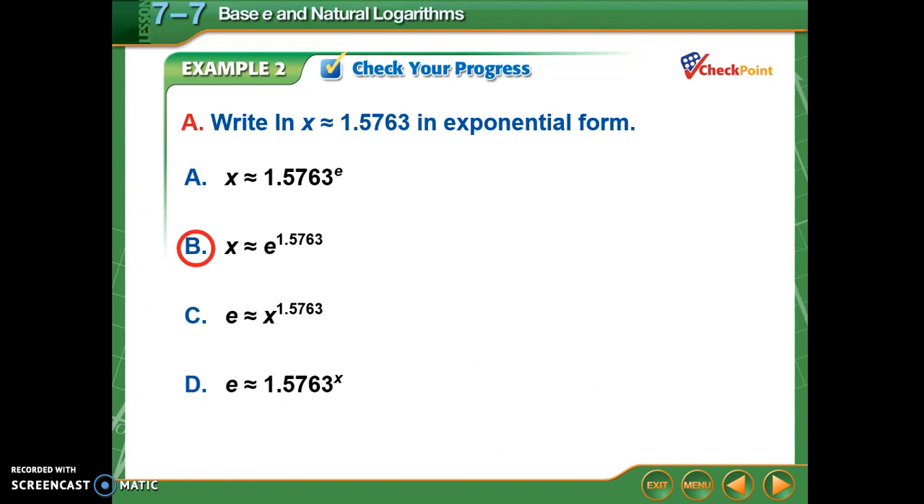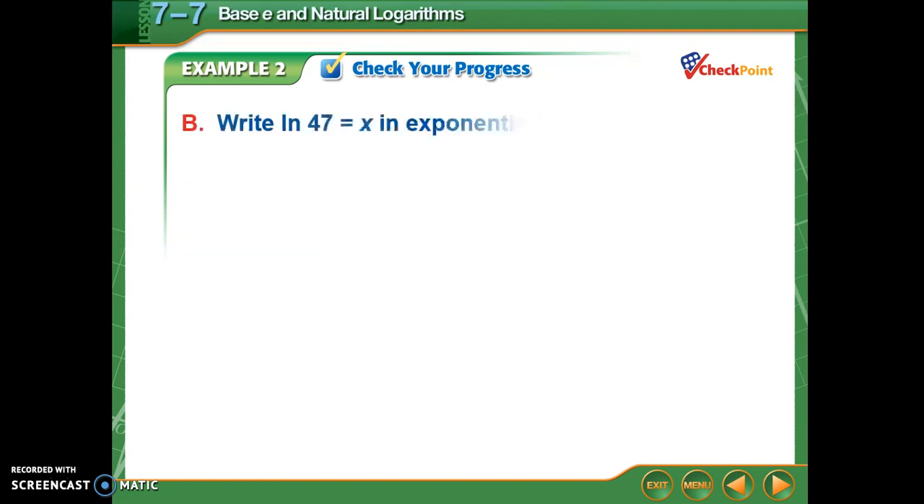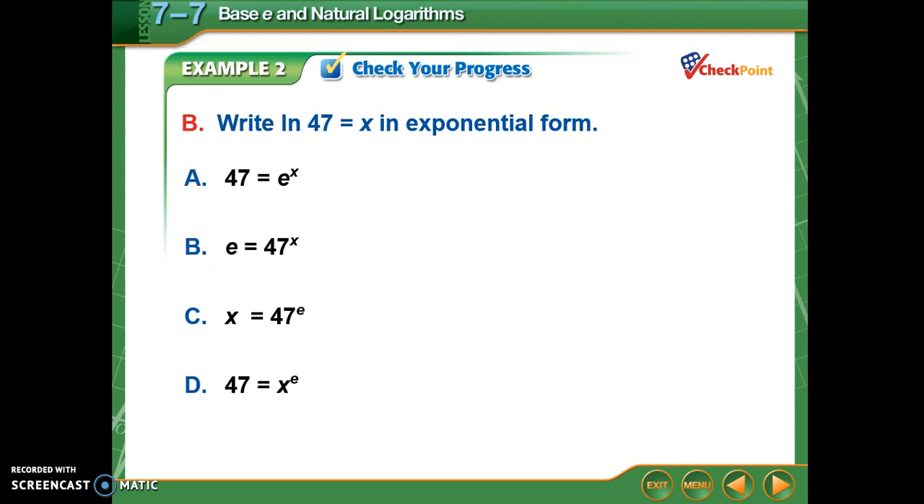All right, you should have gotten x is about e to the 1.5763. And try this one, please. All right, for this one, you should get e to the x is equal to 47.